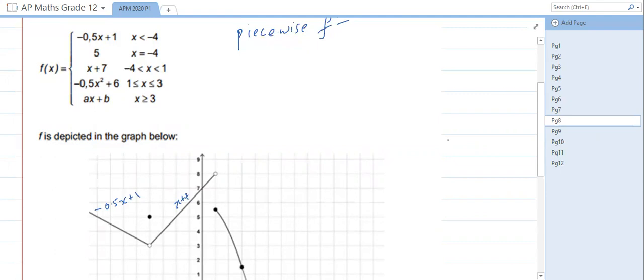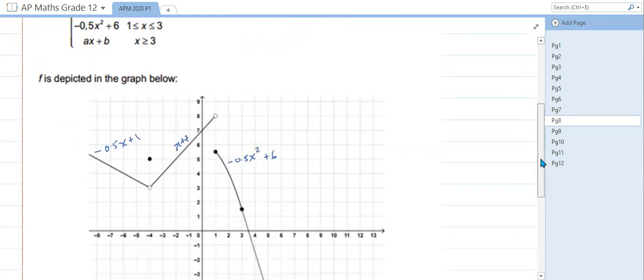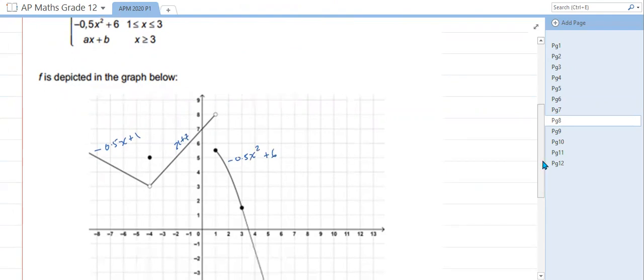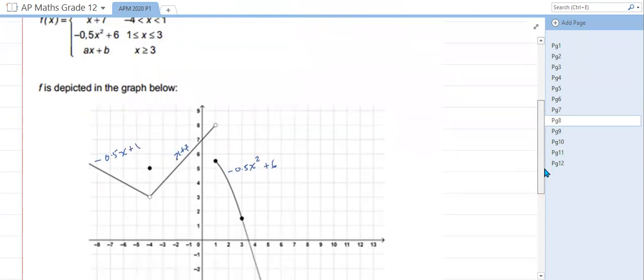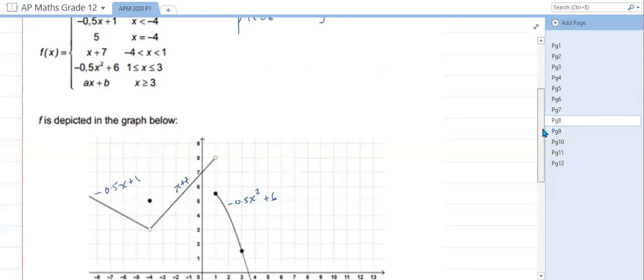And then between 1 and 3, we have a quadratic function which is negative 0.5x squared plus 6. And then we have ax plus b, a linear function continuing from x greater than 3. After this, we have ax plus b. Perfect. Now, let us solve this question here.